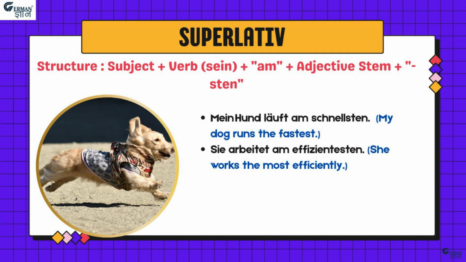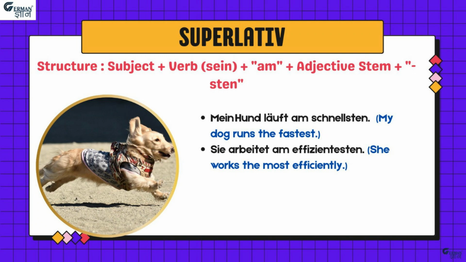For example, mein Hund läuft am schnellsten. So here in this sentence you can see that I have written schnellsten and I haven't written anything after that. So when your adjective comes at the end of the sentence, at that time you have to use am plus the adjective stem with sten. So the translation is, my dog runs the fastest.